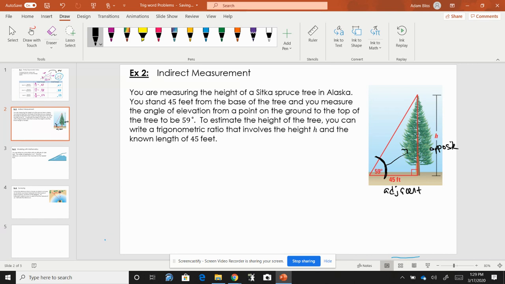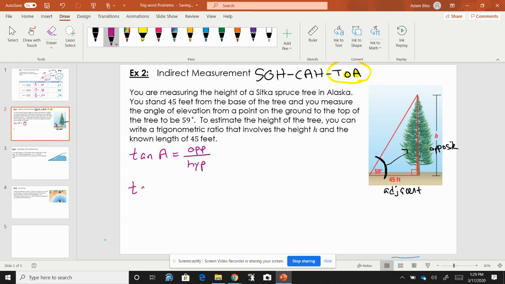So now we have to ask ourselves, which trig ratio are we going to use? Sine, cosine, or tangent? Okay. So opposite, adjacent. Which one of these uses the opposite and the adjacent? Tangent uses the opposite and the adjacent. All right, so we're going to use tangent. So the tangent of any angle A is the opposite over the adjacent. So our angle A is 59 degrees. Our opposite is what we're trying to find, the height.